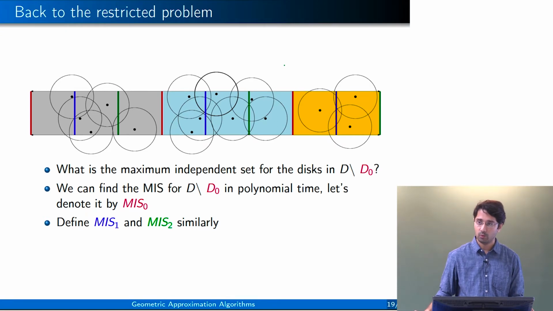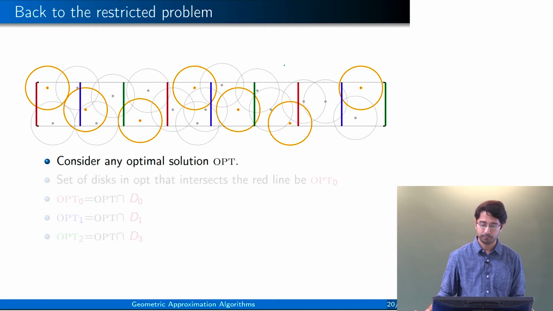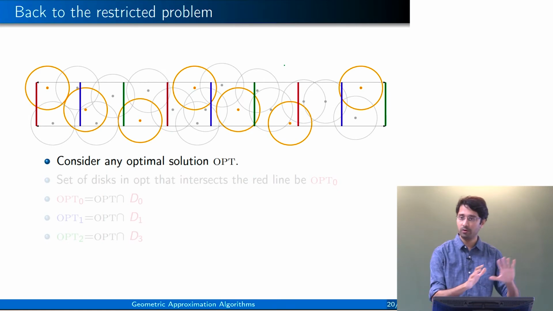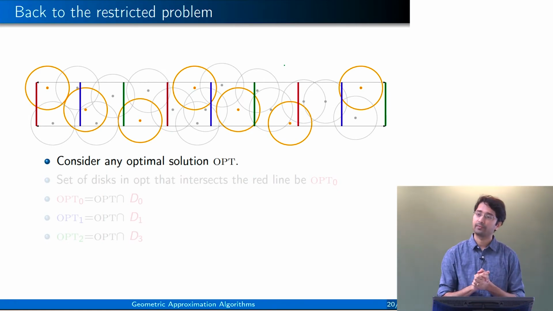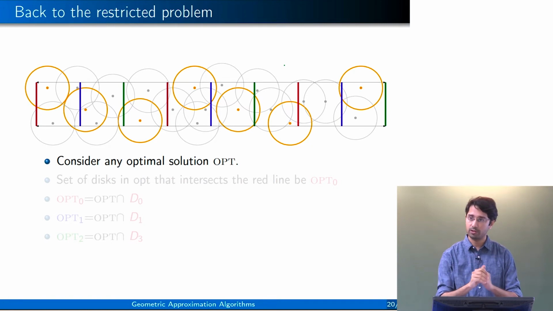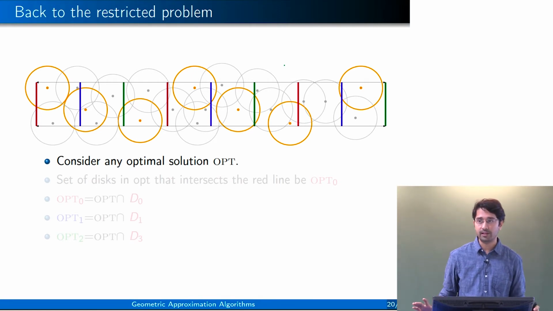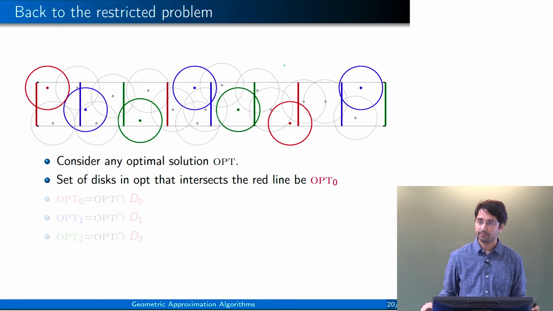and let us see why this is an approximation algorithm. Now forget about what I have done till now. Consider any optimal solution. These orange disks are an optimal solution, an optimal maximum independent set. Like the previous case, I can divide these orange disks into 3 classes again. Right. So, I have from that opt 0, opt 1, opt 2.